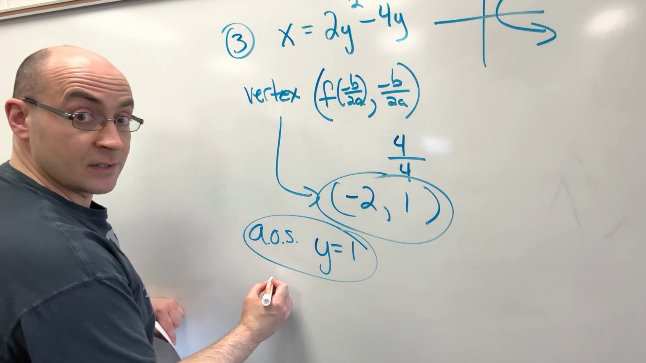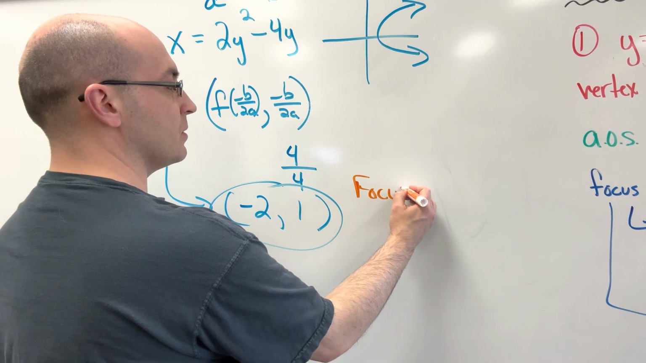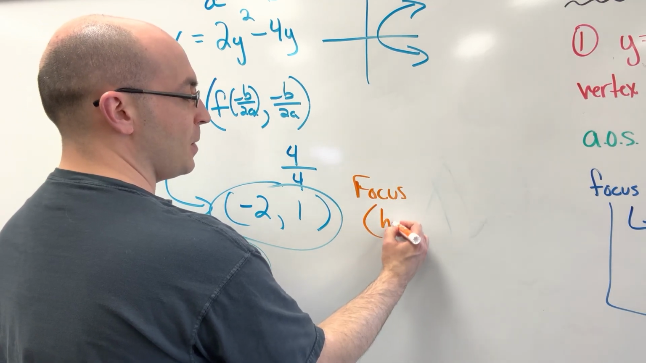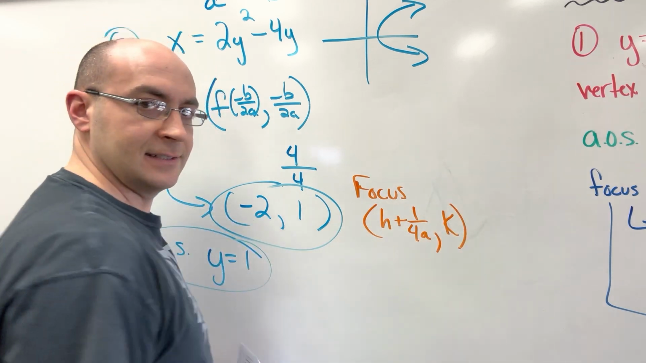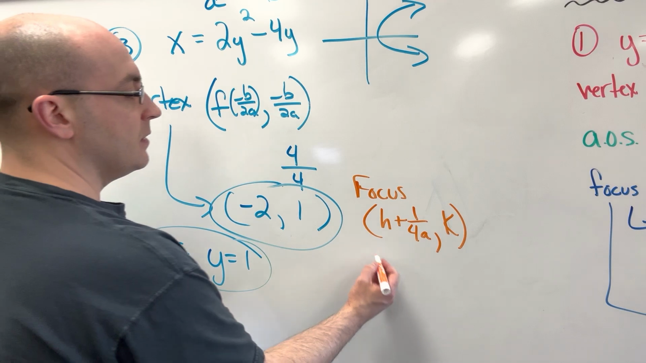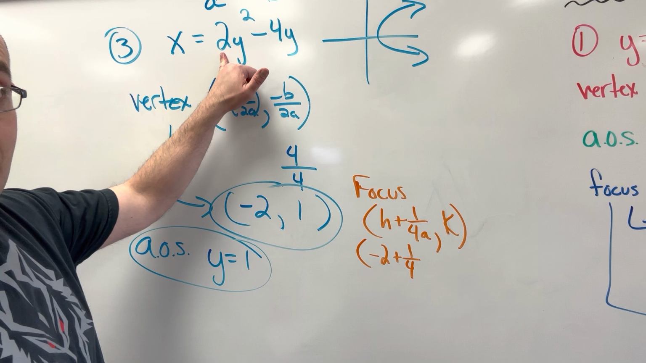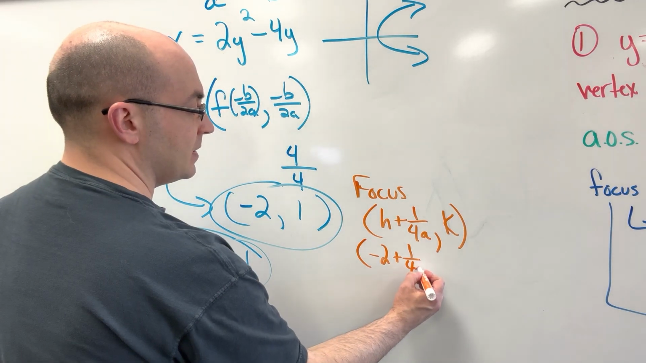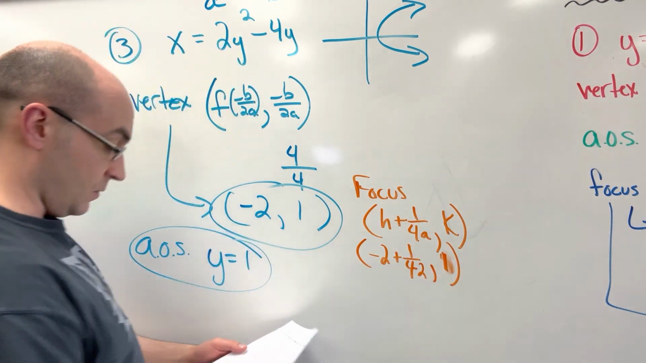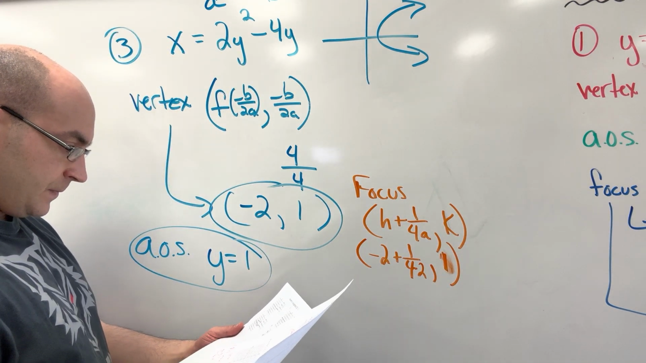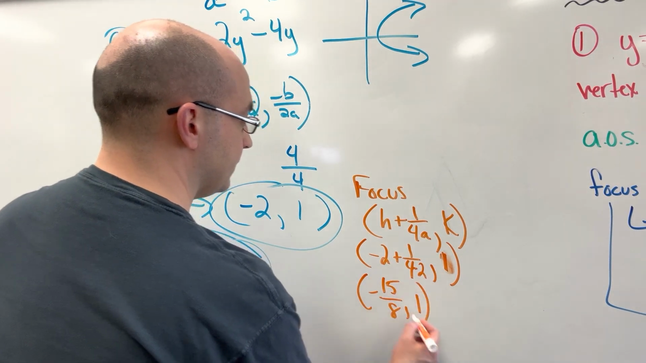So for focus, that's going to be my new joke in class. To find the focus is going to be h plus 1/4a comma k. Right? So again, our vertex is here. So it's going to be negative 2 plus 1/4 times a. But in this particular problem, a is 2. So that's going to be times 2 comma 1. Right? So when we get it all together, it's going to be negative 15/8 comma 1. That's the focus.